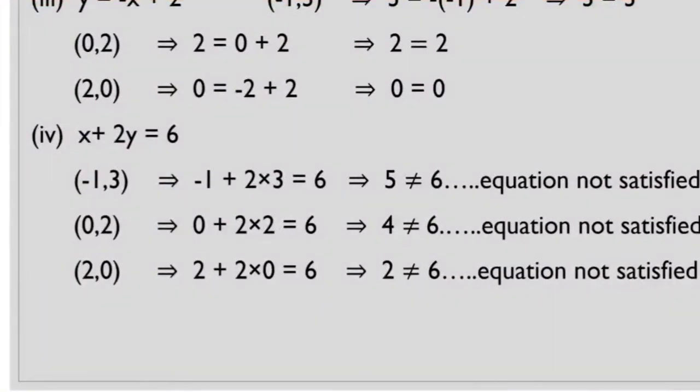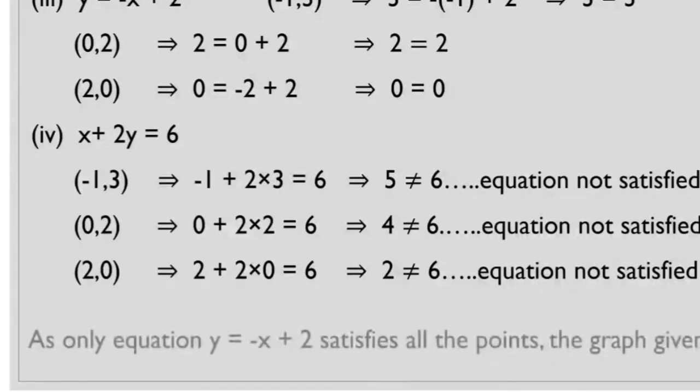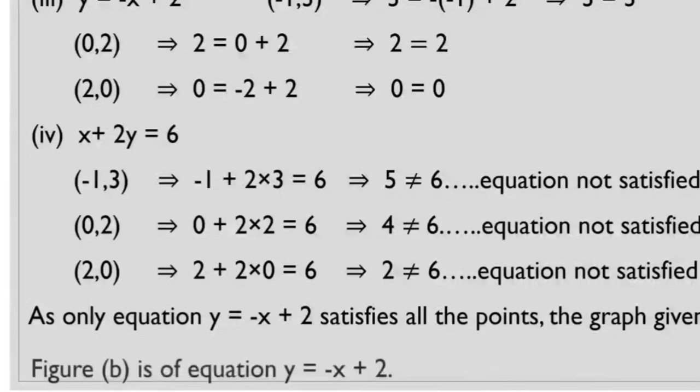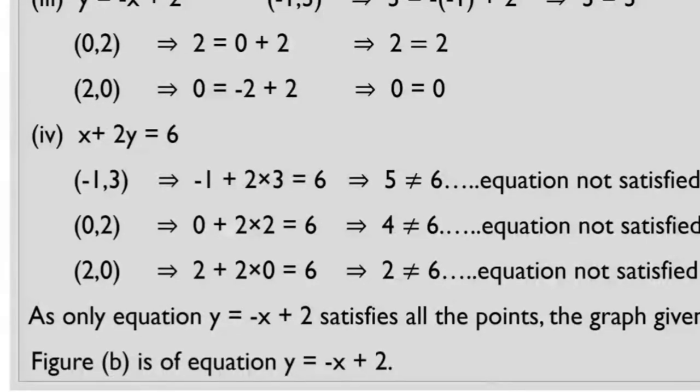Hence, from the 4 given equations, only one equation was satisfied by all the 3 pairs. Hence, as only the equation y equal to minus x plus 2 satisfies all the points, the graph given in figure B is of the equation y equal to minus x plus 2. So, if the solutions are given, then from that also we can find out which equation it is the solution of.